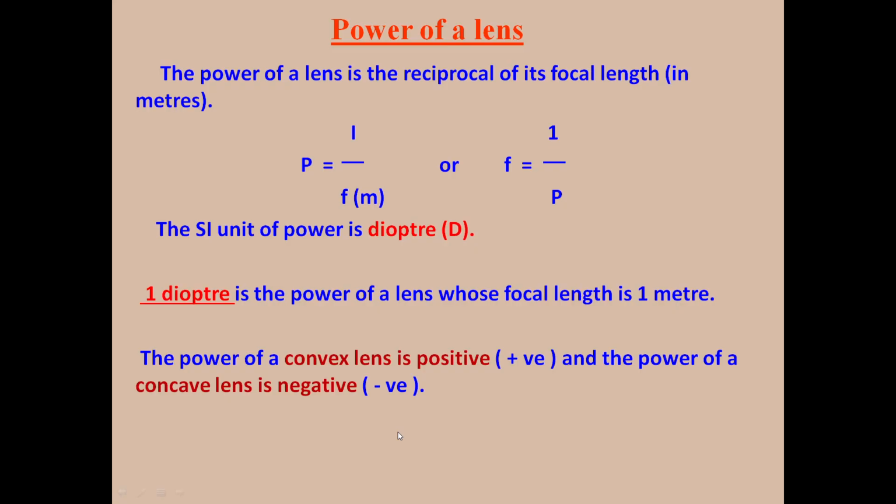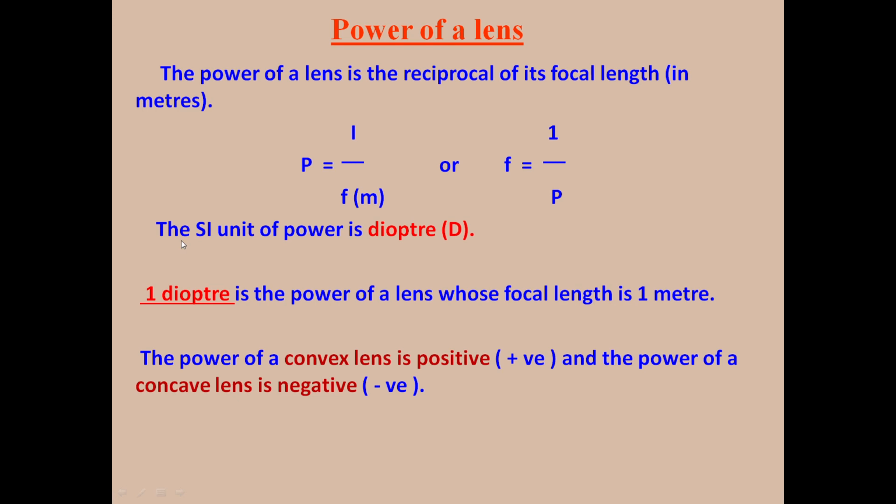Next is power of lens. The power of lens is the reciprocal of its focal length in meters. If focal length is given in meters, then power will be 1 upon f. But if focal length is given in centimeters, then formula for power will be 100 upon f. Or we can talk about focal length also. Focal length will be reciprocal of power.